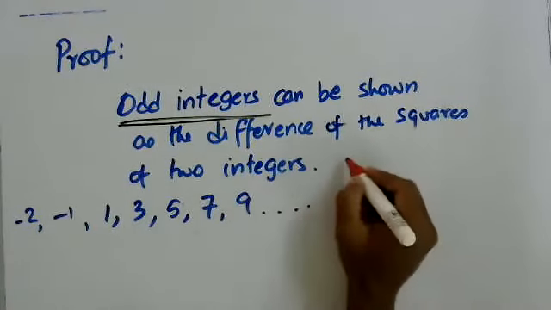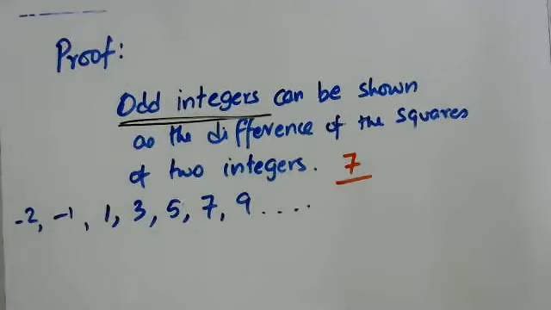Sir, it's me, Sailesh. I have a question. Yeah. So you did minus 1 and minus 2. Minus 2 is not an odd number. Oh, sorry. I should put minus 3 and so on. Thank you. So let us take 7.